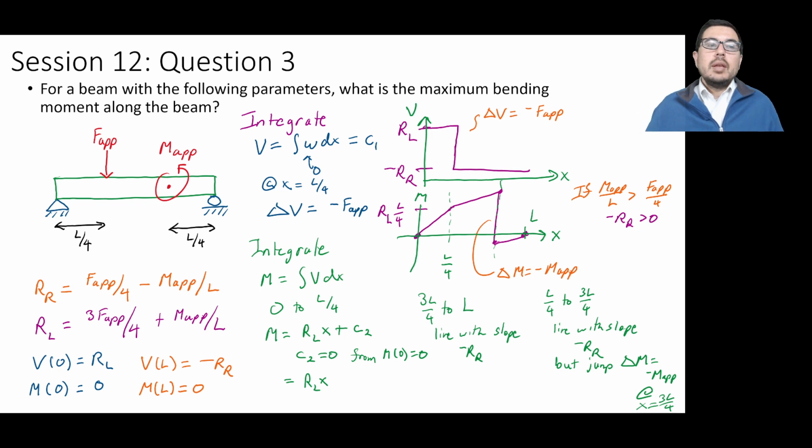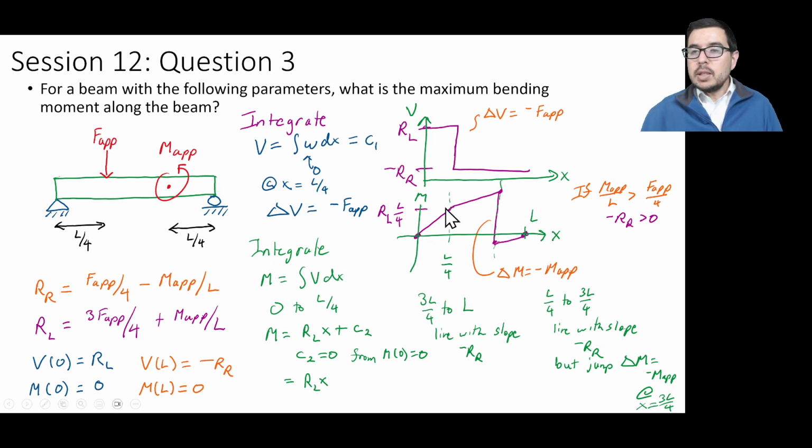Now, if we go all the way back to the question, it's what is the maximum bending moment along the beam, and where is that maximum bending moment? Well, it's here. This is where it gets up to the maximum value. So how in the world do we calculate that, without doing all the fancy math, without having to do all these integrals?